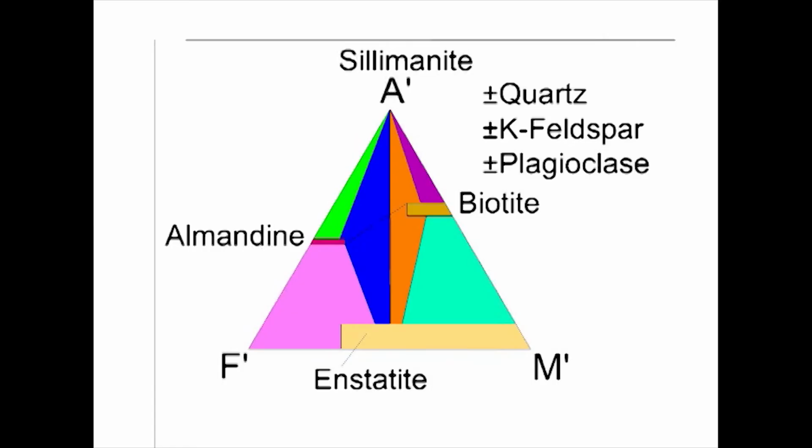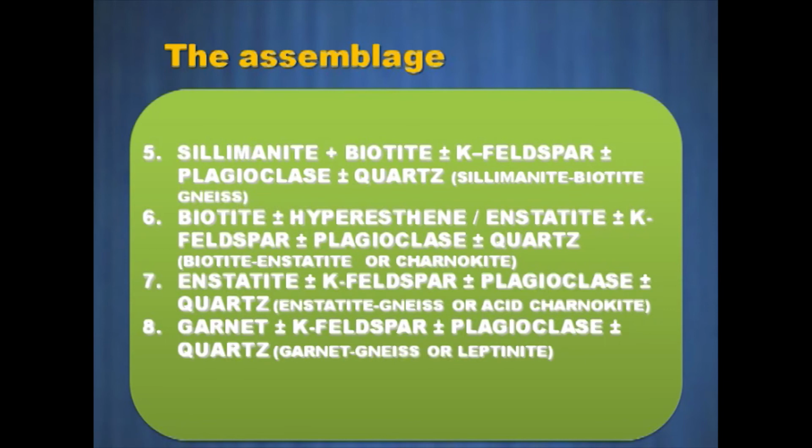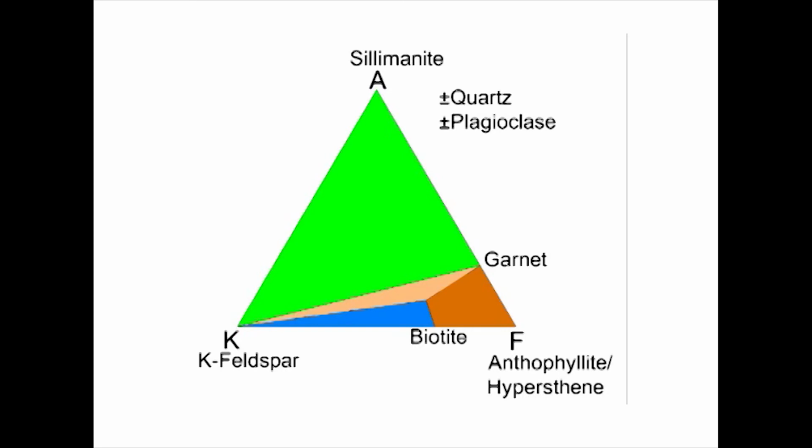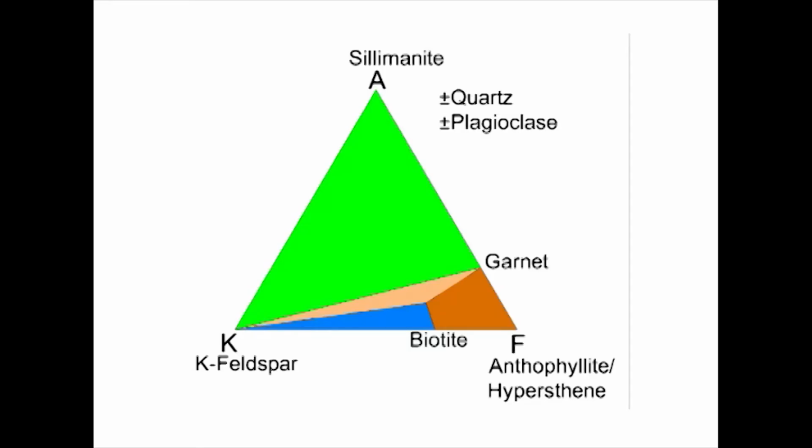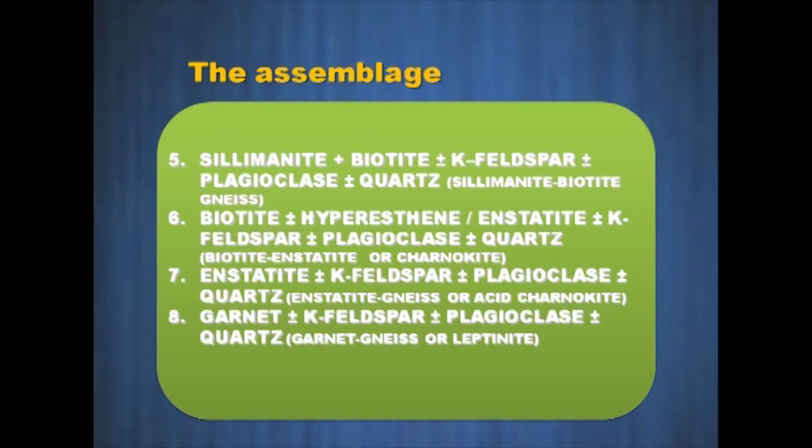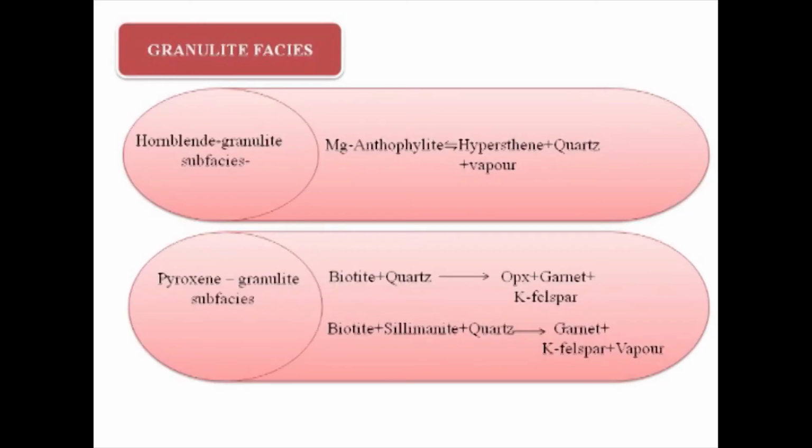The sixth is your biotite plus or minus hypersthene plus or minus potash feldspar plus or minus plagioclase plus or minus quartz, also known as biotite cordierite or charnockite, garnet free. Cordierite plus potash feldspar plus or minus plagioclase plus or minus quartz is also known as acid charnockite. The eighth is garnet, potash feldspar, plagioclase feldspar plus or minus quartz, a typical granulite rock, that is known as garnet gneiss or leptynite. Now, the next important higher grade is your pyroxene granulite subphases.